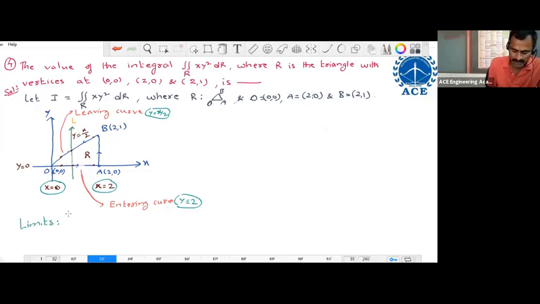Now here the limits are x equal to 0 to x equal to 2, and y equal to 0 to y equal to x by 2 only. Sorry, the equation is y equal to 0 only. So this is the method of finding the limits of the integral by drawing a line parallel to the y-axis.